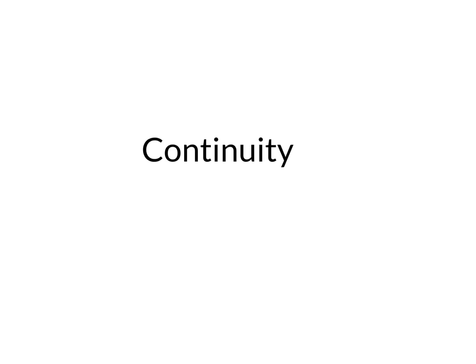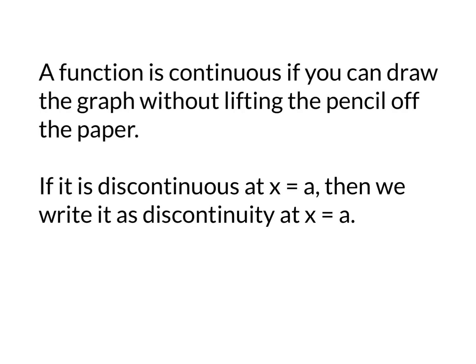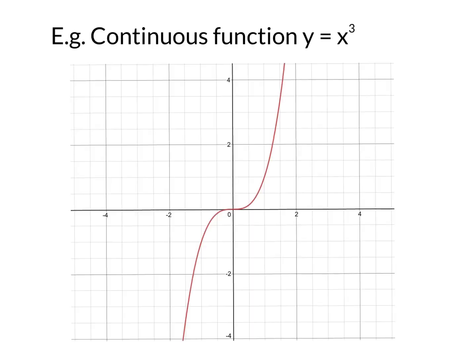Welcome to a video on continuity. So we say that a function is continuous if you can actually draw the whole graph without lifting the pencil off the paper. If it turns out to be discontinuous at a particular point, let's say A, then what you would write is discontinuity at x equals the A value, so whatever the x value happens to be.